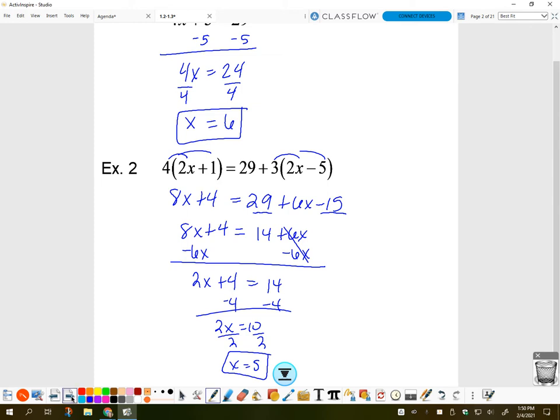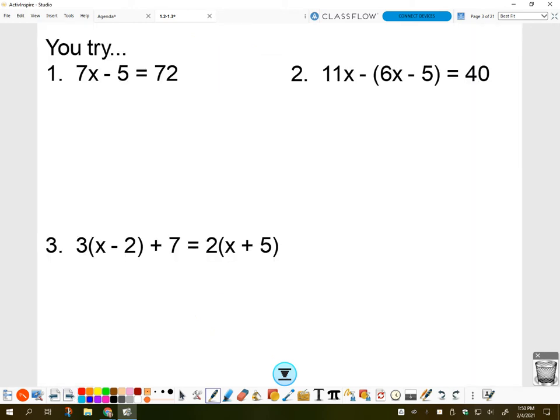So on this next slide, I want you to pause the video, work these 3 out, and then see how you did. Alright, so number 1, you're going to add 5, divide by 7, you should have gotten 11. Number 2, you're going to distribute a negative.